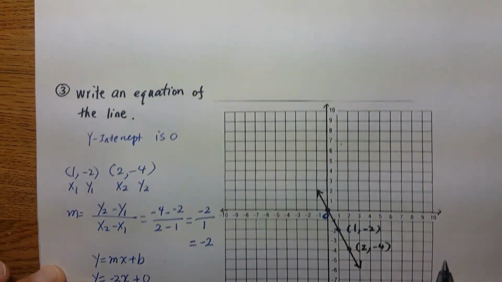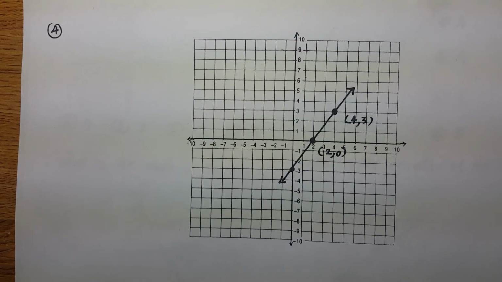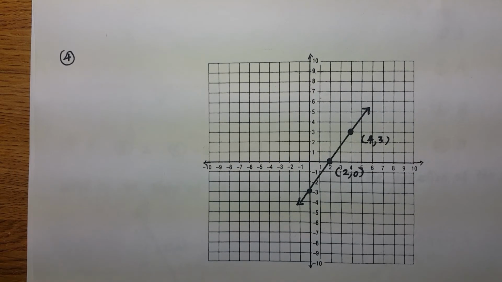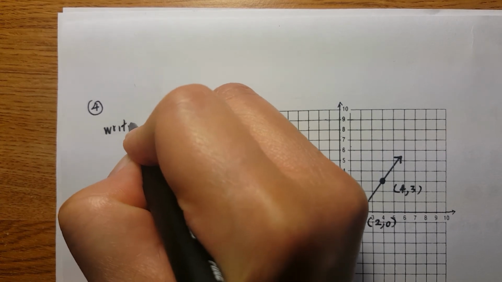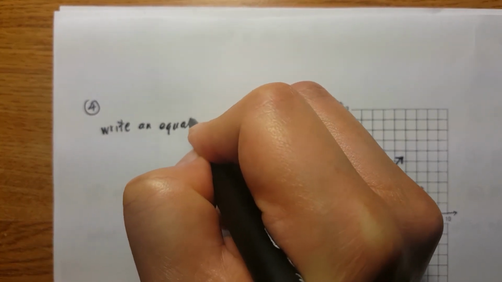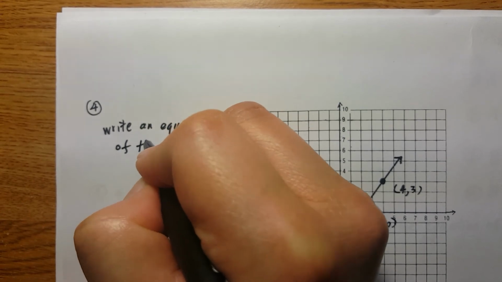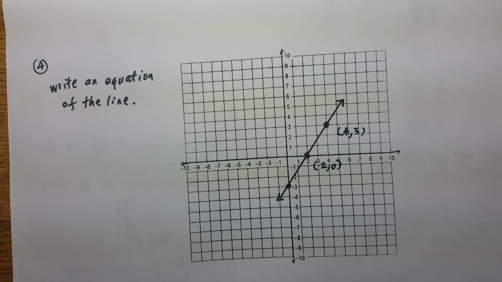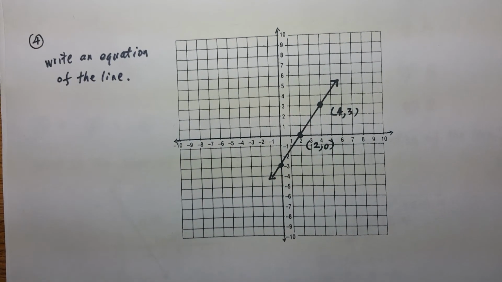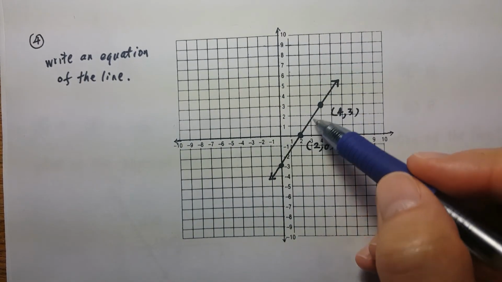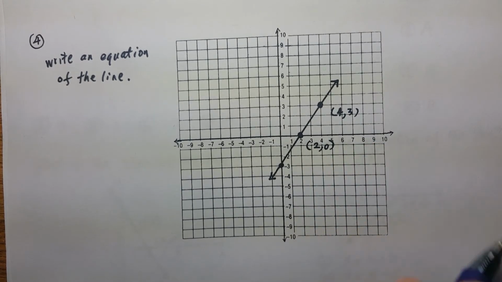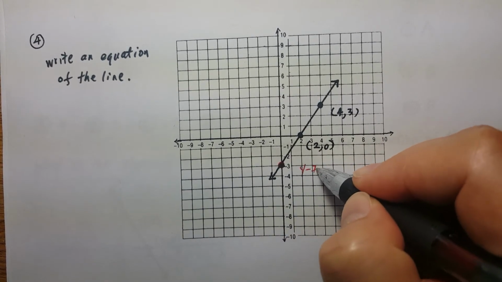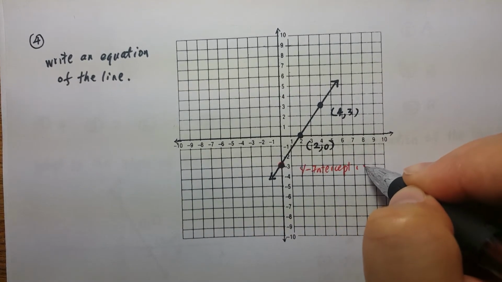Now let's go to question number 4. Number 4, okay, so I'm going to ask you to write an equation of the line. So you are going to find the y-intercept and the slope. So let's take a look here. This is the y-axis, and the line crosses the y-axis at negative 3. Negative 3. So the y-intercept is negative 3.